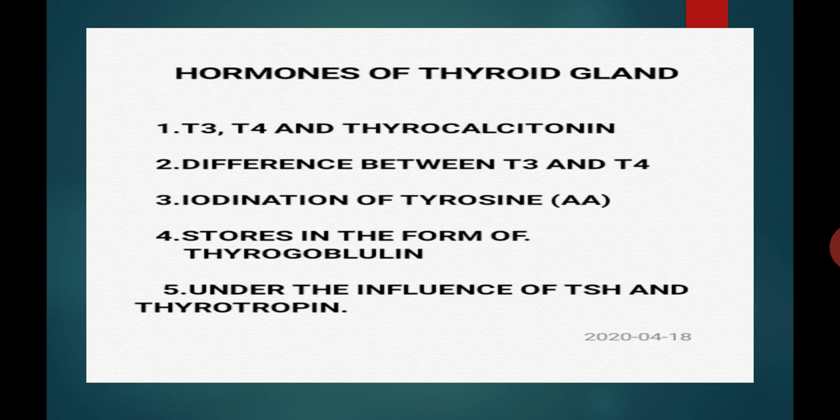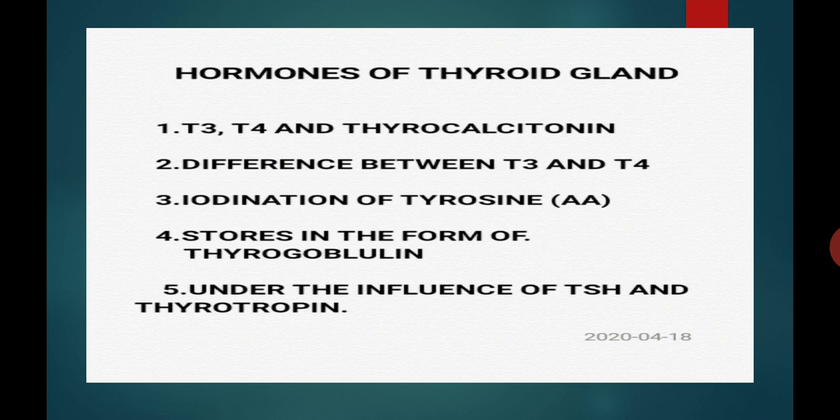Point number 3. How are these two hormones formed? These T3 and T4 hormones are formed by the iodination of one type of amino acid called tyrosine. So tyrosine is the name of an amino acid. It undergoes the iodination process, and because of that T3 and T4 hormones are synthesized. I repeat, T3 and T4 hormones are formed in our body because of iodination of the amino acid tyrosine.